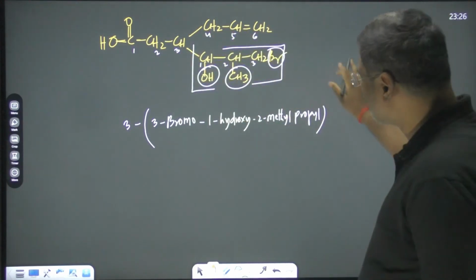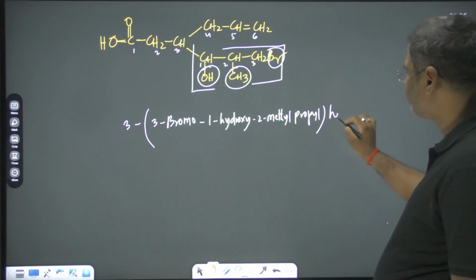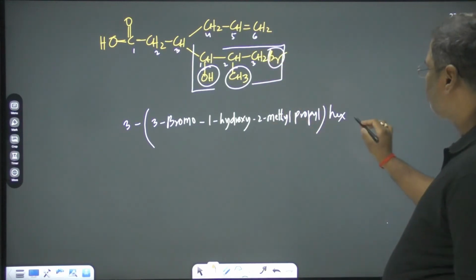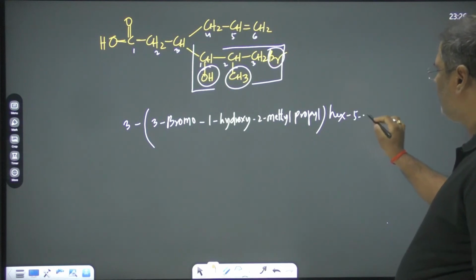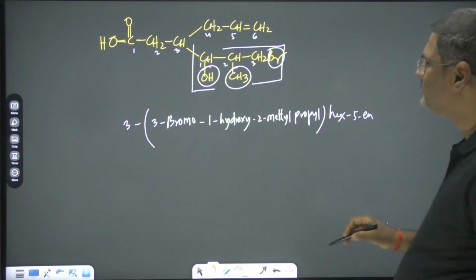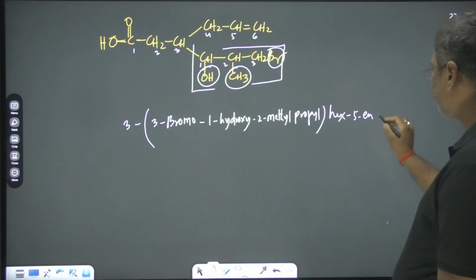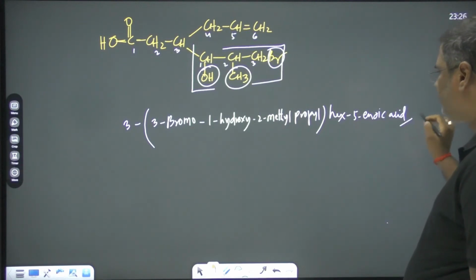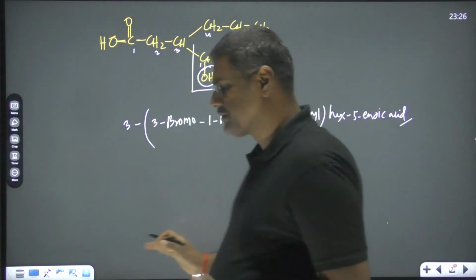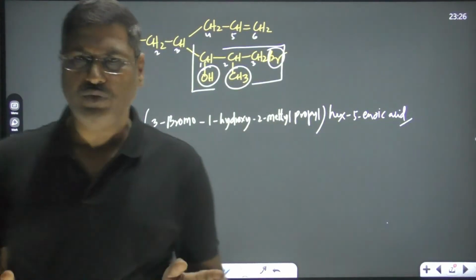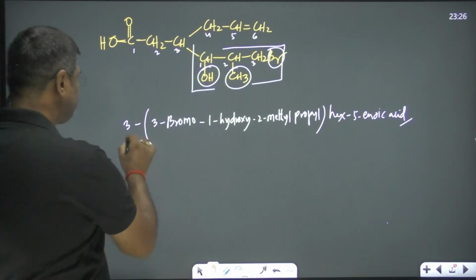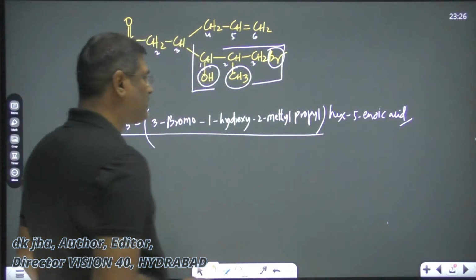And then the parent chain is 6, so we write here the hex. Fifth position double bond, 5 en, oic acid. Yes. So even this confusion you should make clear, right? That number of functional groups is not required.